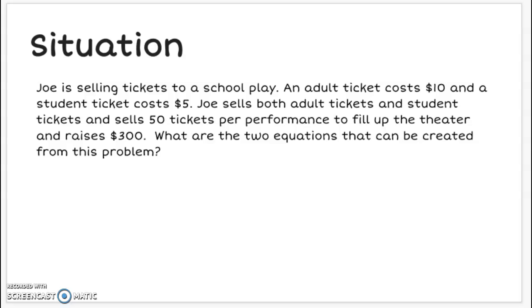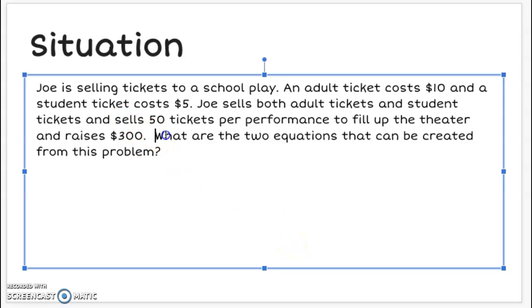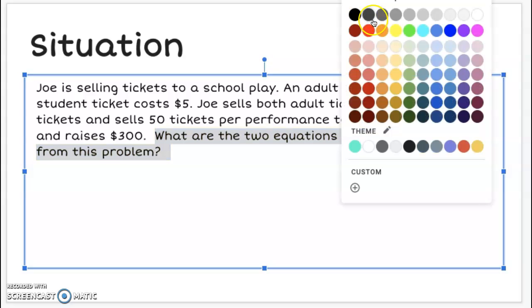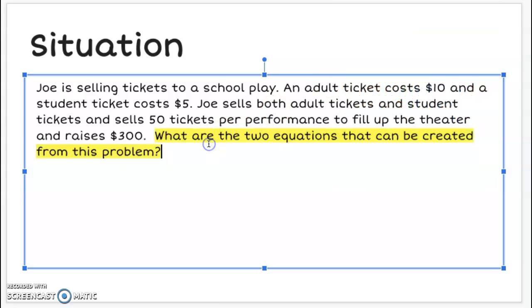So Joe is selling tickets to a school play. An adult ticket costs $10 and a student ticket costs $5. Joe sells both adult tickets and student tickets and sells 50 tickets per performance to fill up the theater and raises $300. What are the two equations that can be created from this problem? So there it is. There is our question. I'm going to highlight that.